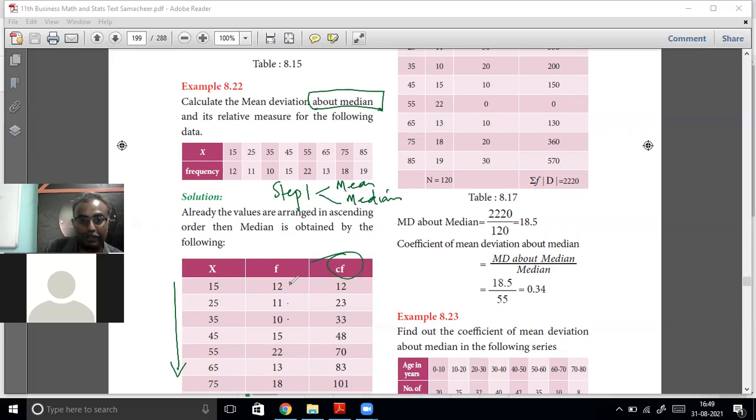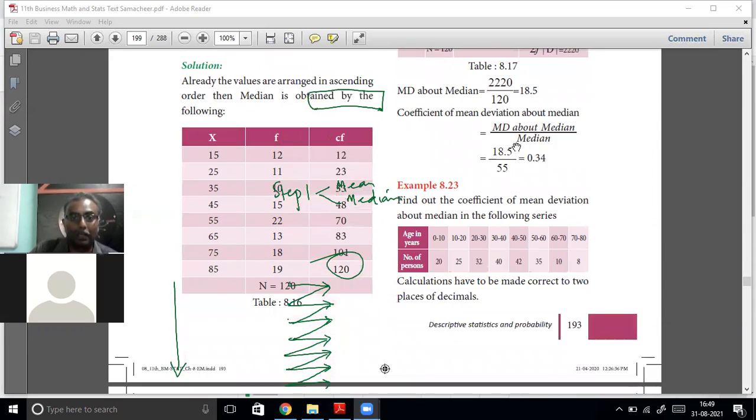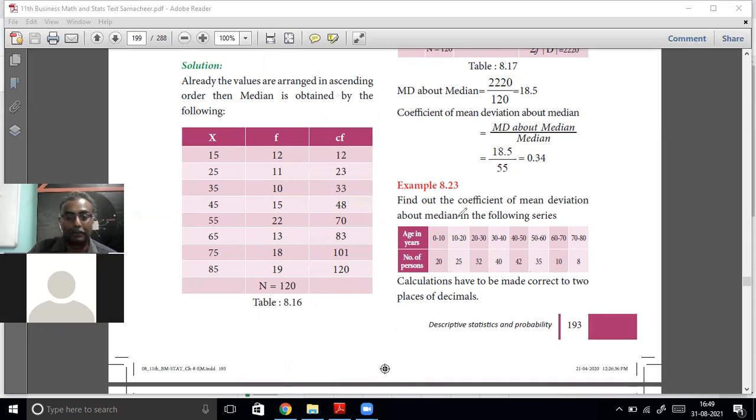Cumulative frequency. 12 plus nothing is 12. 12 plus 11 is 23. 23 plus 10, 33. 33 plus 15, 48. 48 plus 22, 70. 70 plus 13, 83. 83 plus 18, 101. So that is what you have got. Then 101 plus 19, 120. So n is equal to 120.